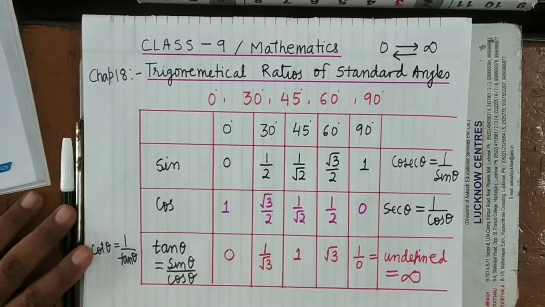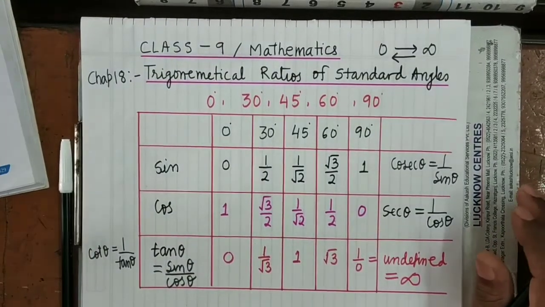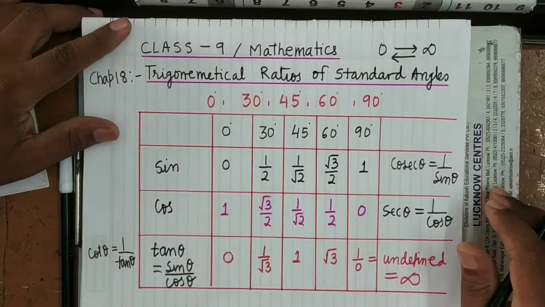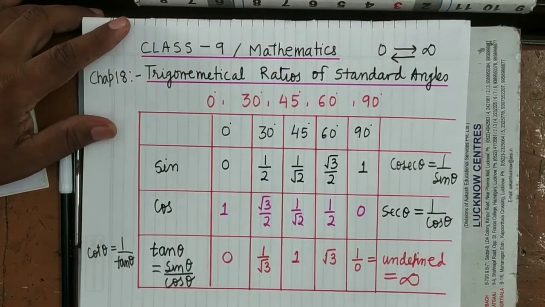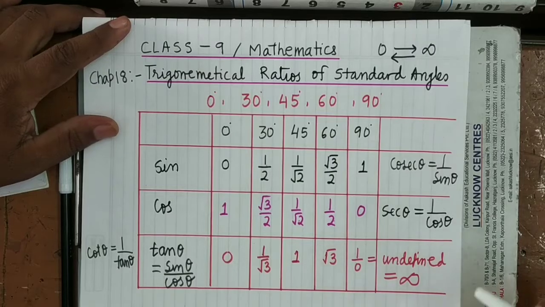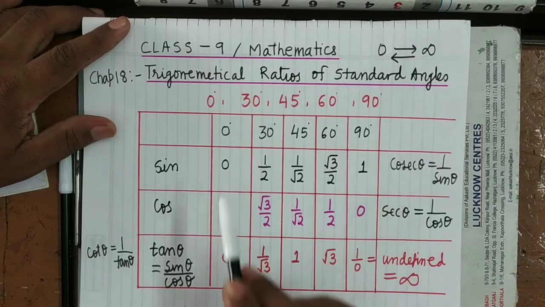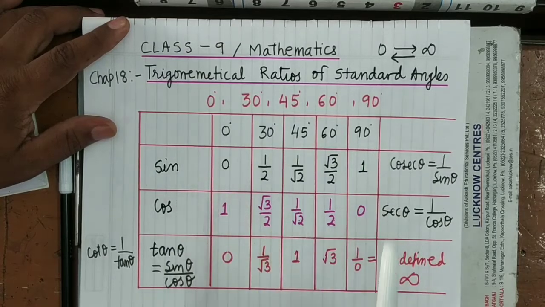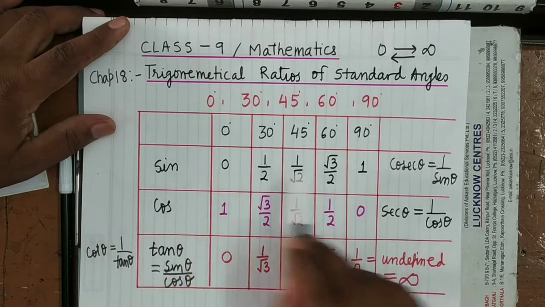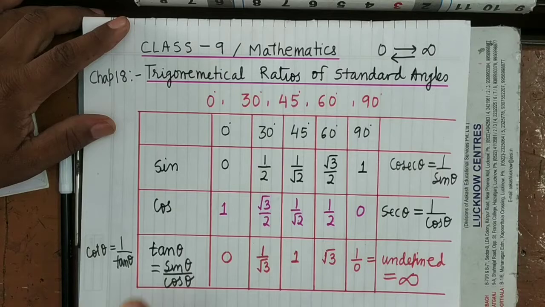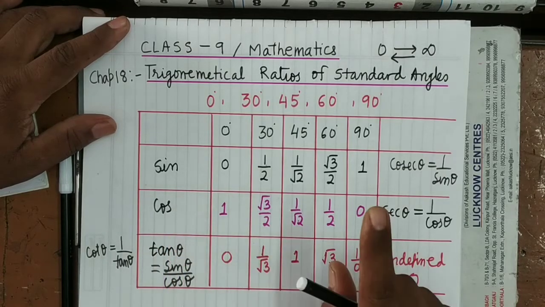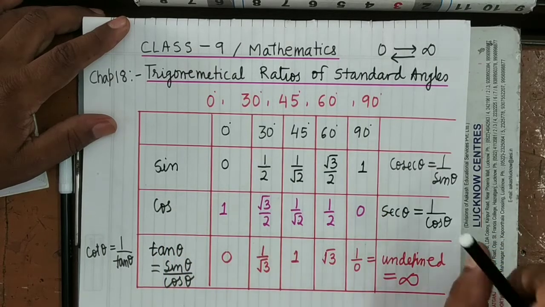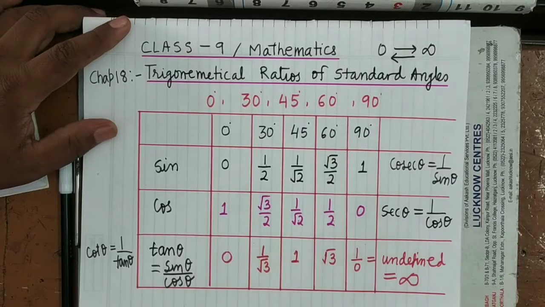Now here, how will you make this table? Yesterday in the previous lecture also I explained this. First you write the angles in this order: 0 degree, 30 degree, 45 degree, 60 degree and 90 degree. Then you remember the sine values of these angles: 0, 1 by 2, 1 upon root 2, root 3 upon 2 and 1. These are the sine values.